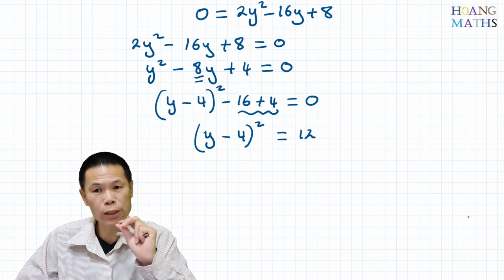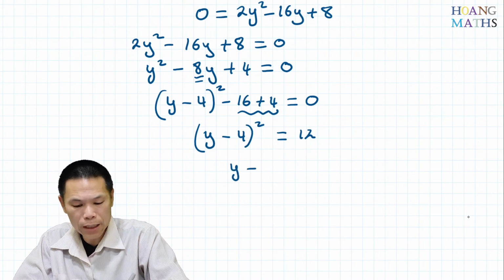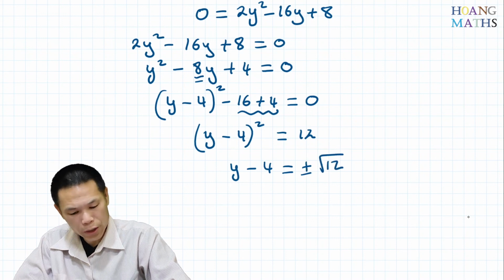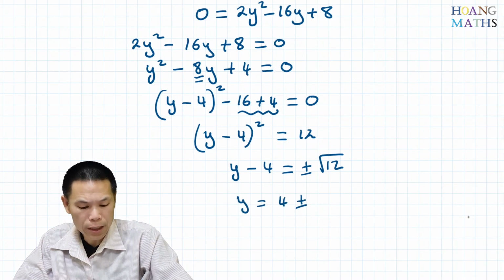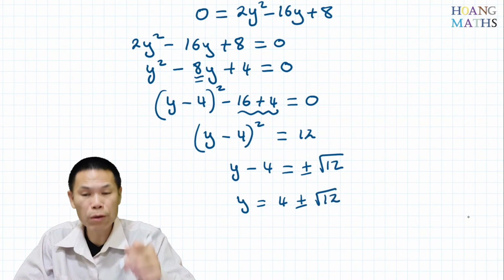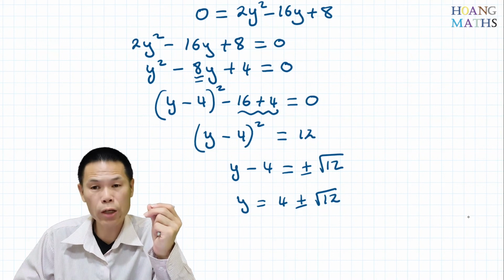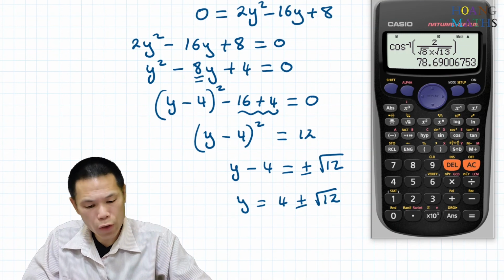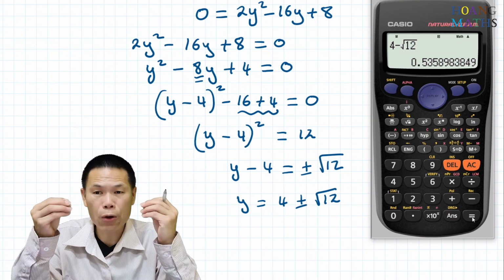So what I do now is I square root both sides, okay? So to get rid of the square. So y minus 4 is equal to plus or minus square root of 12. So therefore, y is equal to 4 plus or minus square root of 12. I don't need to simplify this because the question requires correct to 2 decimal places. So what I do is I just put that on a calculator, okay? So now I just go 4 minus square root of 12.